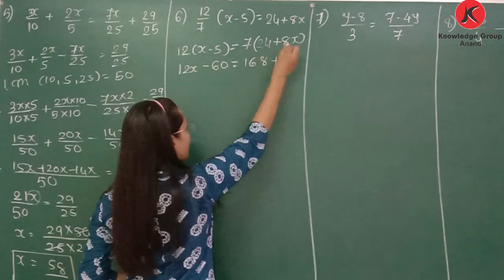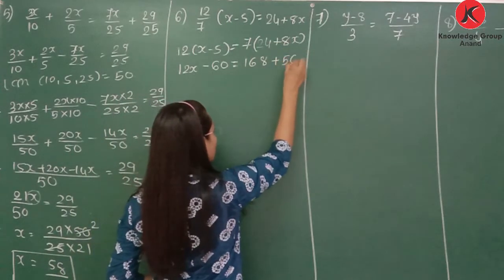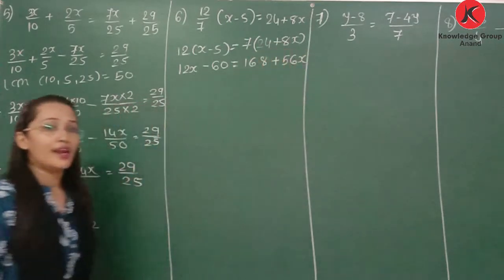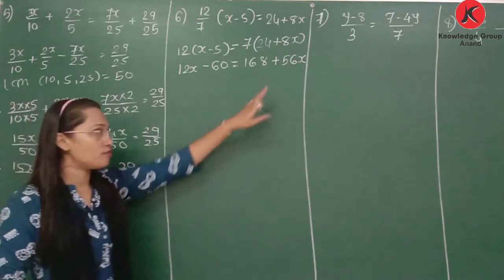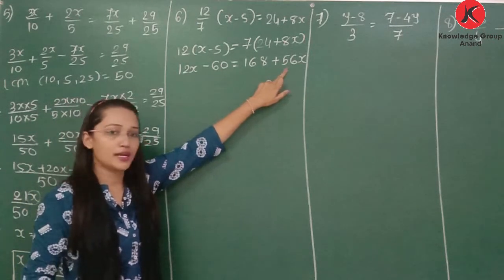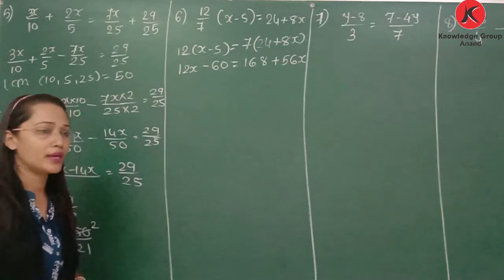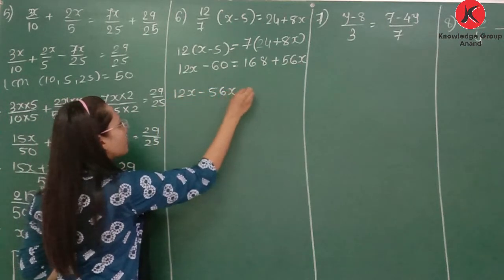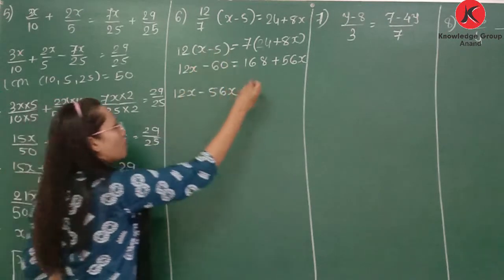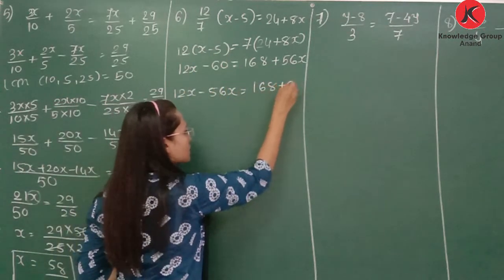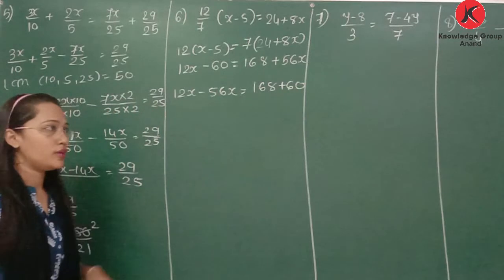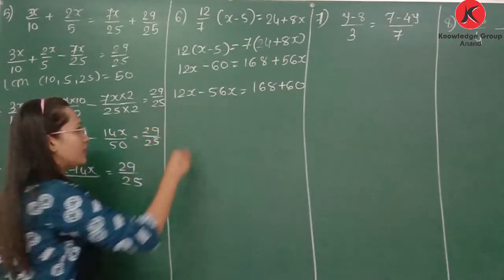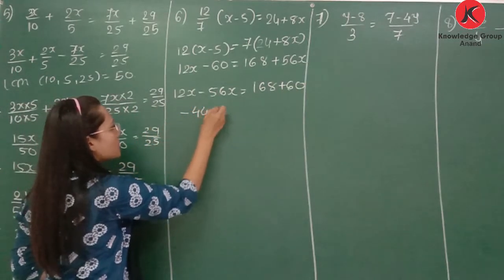168 plus 7 is multiplied with 8, 56x. Now take the term with the variable on one side. So here 56 that is positive, on right side it becomes negative. So 12x minus 56x. 60 is negative, it becomes positive, 168 plus 60. Now here perform the subtraction. So we will get minus 44x.